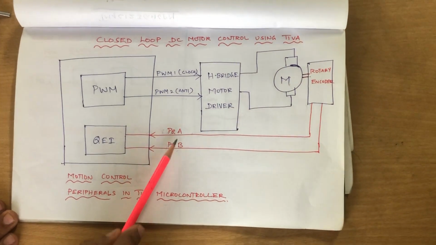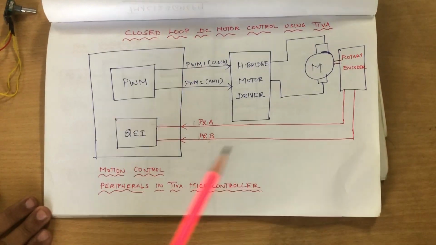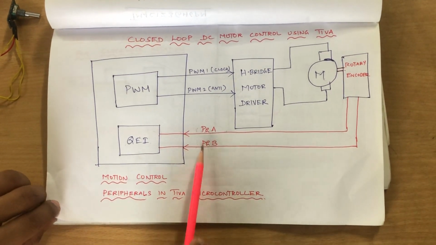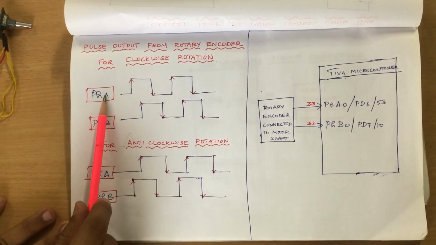So the second pulse, that is, both pulses A and B, are available only to find out the direction of rotation of the motor. Beyond that, there is no need for two pulses. That is what we are going to experiment with here. Okay, so there are two pulses.